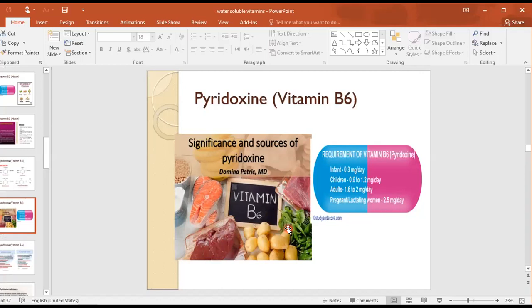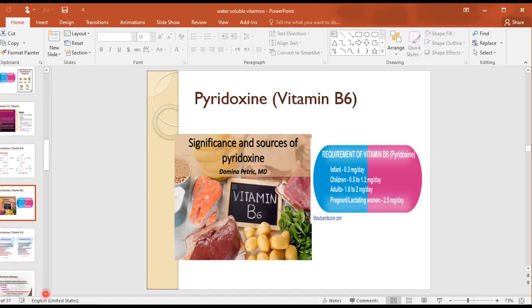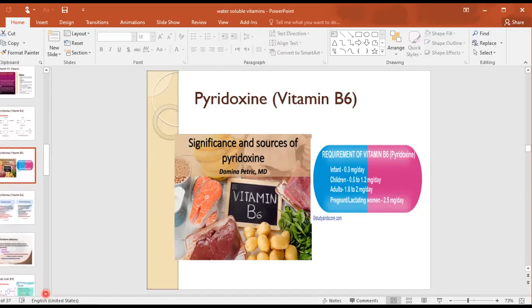Green leafy vegetables, meat, potatoes, fish, salmon fish. So it's widely distributed in food. Vitamin B in general is widely distributed in green leafy vegetables and in cereals, whole grains, bread, rice, meat. All these are rich sources for vitamin B family in general.